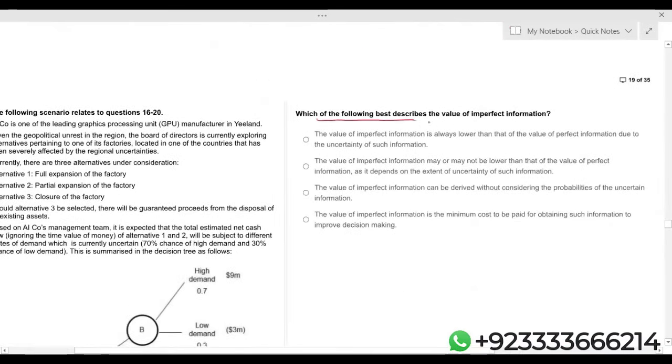Which of the following best describes the value of imperfect information? Basically, imperfect info. Okay, question. Let's see the question. Basically, in case of high demand, it was easy. But in case of low demand, it looks like we should go for partial expansion. But the question is, even partial expansion will give me just 2 million. So if I know the demand is low, in case of full expansion, there's a loss. In case of partial expansion, I'll be generating, but I can generate more for closure. So if you know the demand is low, then go for closure.